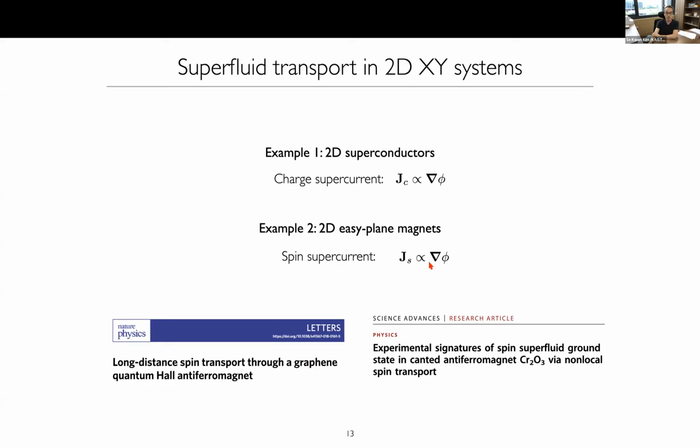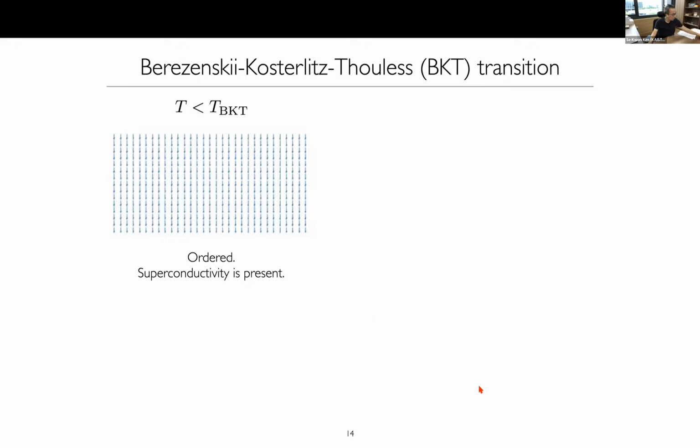This spin supercurrent was theoretically proposed a couple of years ago, and there have been some experimental efforts to demonstrate the presence of a spin supercurrent in certain materials. For example, in this Nature Physics paper, graphene was used to realize this spin supercurrent. In this Science Advances paper, the canted antiferromagnet Cr2O3 was used to realize the spin superfluid, or spin supercurrent. However, previous research has focused on very low temperature.